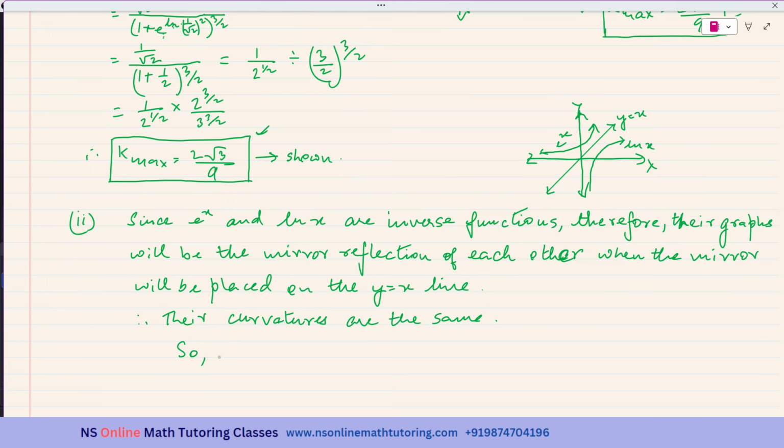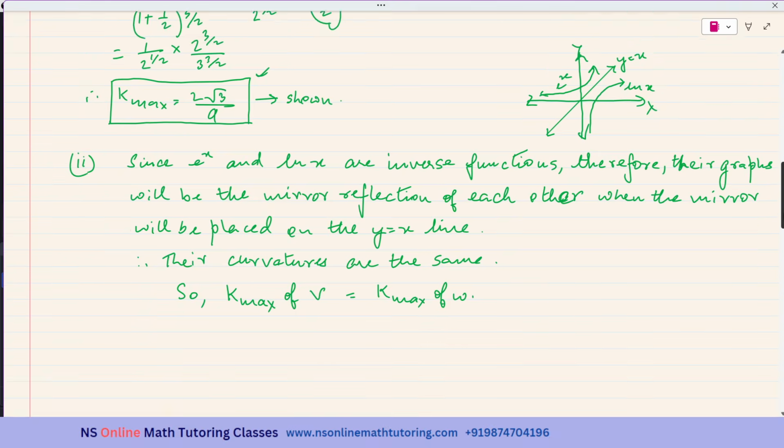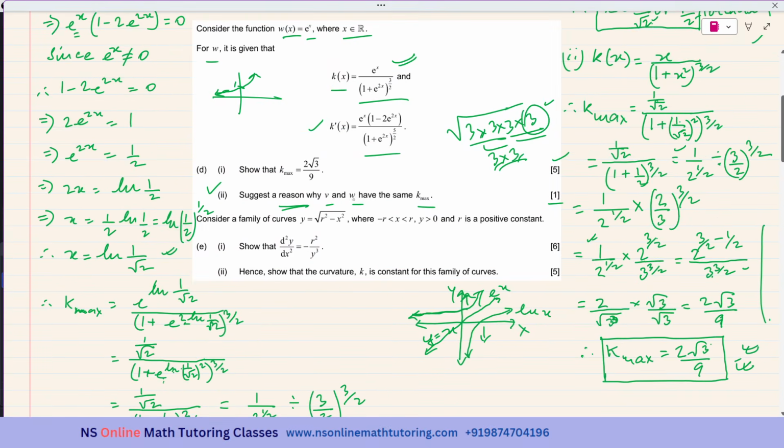So K max of V is equal to K max of W. Okay. Fine. We have given the answer for part D(ii).